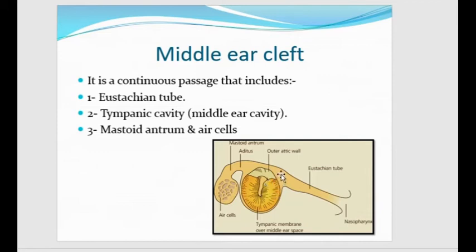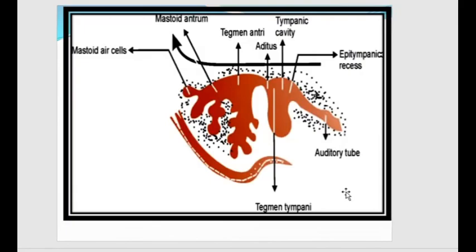The second part is the middle ear cavity. شوف احنا قلنا cleft. Second part سميناه tympanic cavity. The third part was mastoid antrum and mastoid air cells. Alright?